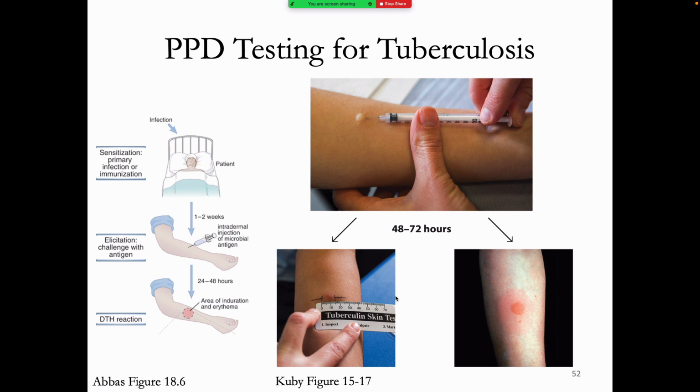Many of you may have had a PPD before. There are lots of complications with PPDs. I see some hands, so we might be talking about those. Yes? So what happens if you have multiple tuberculosis tests in your life? So it turns out, and I know this from experience, that you can basically make a different type of hypersensitivity response if you get them too often.